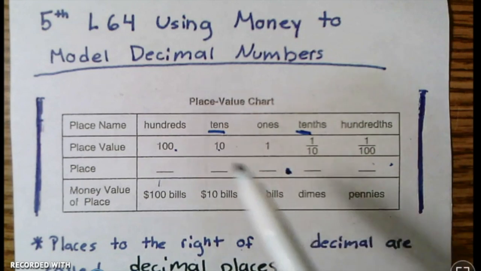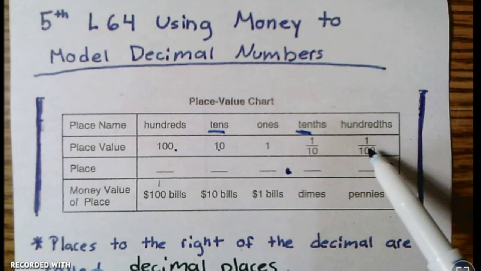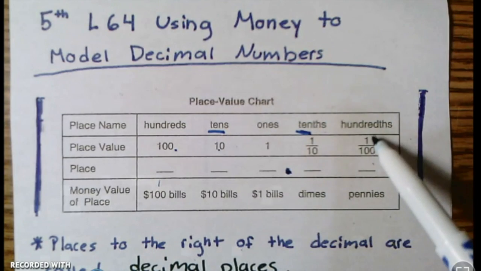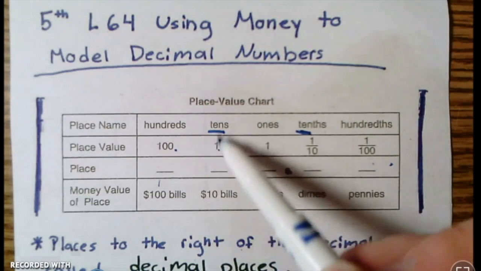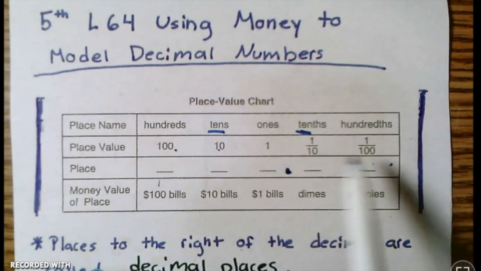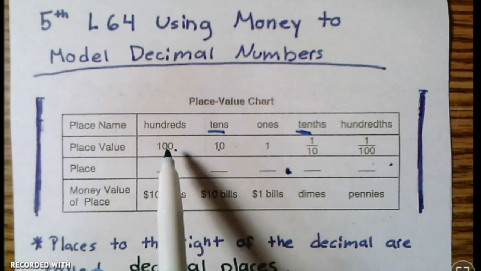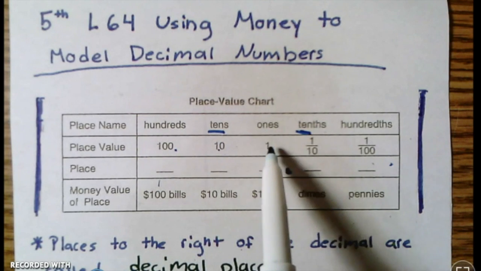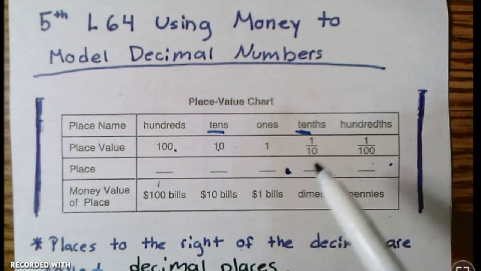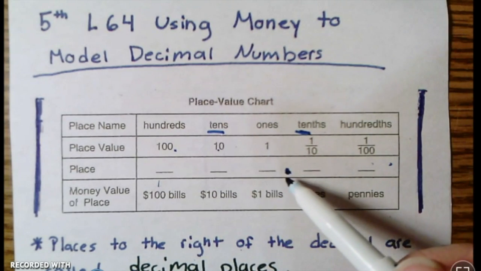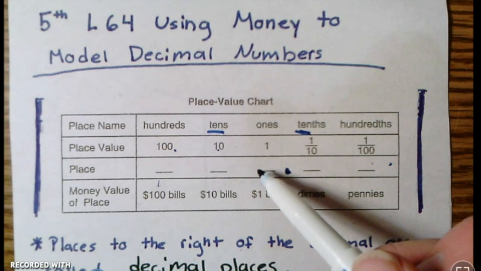I also want to mention that basically what's happening here is we're multiplying by 10 when we go from this direction to that direction. 1/100 times 10 is 1/10, 1/10 times 10 is 1, 1 times 10 is 10, 10 times 10 is 100. If I go this way, I'm dividing by 10. 100 divided by 10 is 10, 10 divided by 10 is 1, 1 divided by 10 is 1/10, 1/10 divided by 10 is 1/100. Why that's important is it shows us that we're just moving a decimal place. We move it this way when we're multiplying, and we move it this way when we're dividing.